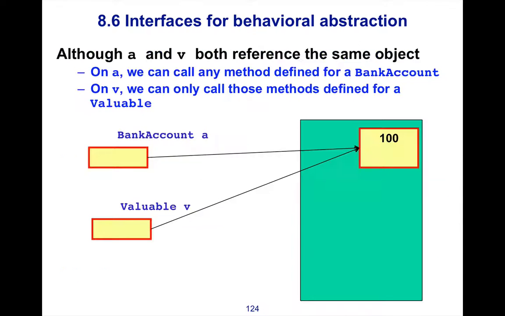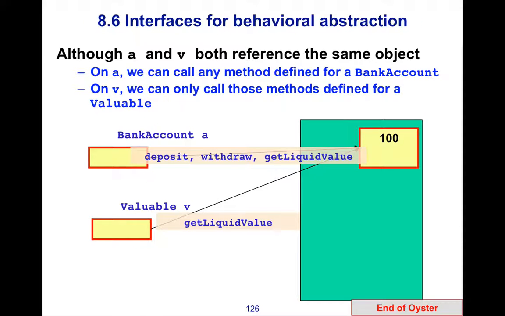As another example of this, consider a BankAccount reference A and a Valuable reference V, which both reference the same bank account object which has $100 in it. For the bank account reference A, we could say A.deposit, A.withdraw, and A.getLiquidValue. If we talk about it from V's point of view, all we can say is V.getLiquidValue. Even though it's referencing a bank account object, the only methods available to the variable with declared type Valuable are the methods defined by the Valuable interface.